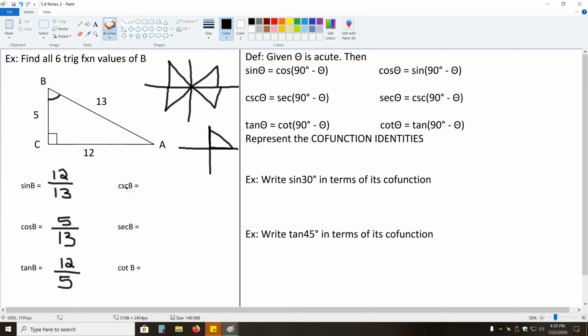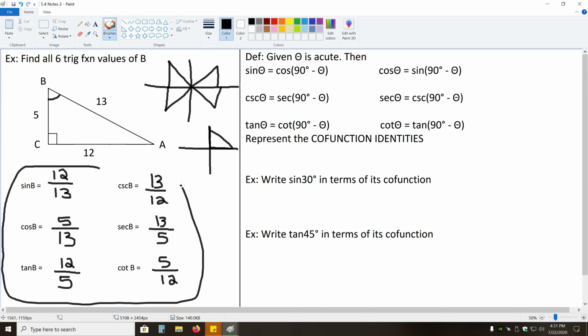And now cosecant is the reciprocal of sine, so it's 13 over 12. Secant is the reciprocal of cosine, that's 13 over 5. And cotangent is the reciprocal of tangent, that is 5 over 12. We have very quickly just found all 6 trig function values by simply using SOHCAHTOA. Okay, so from here, let's go ahead and keep going with this.